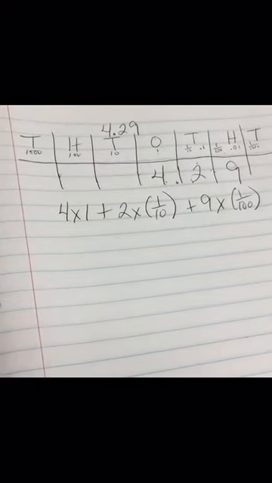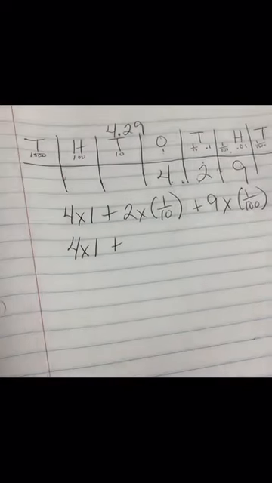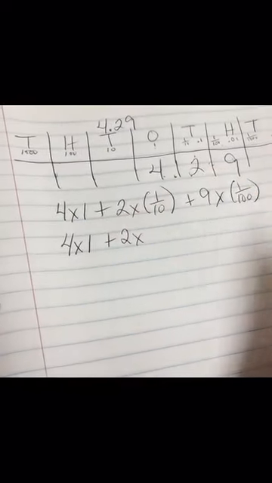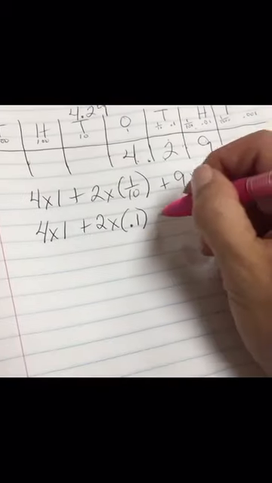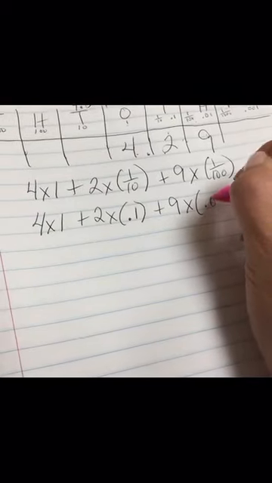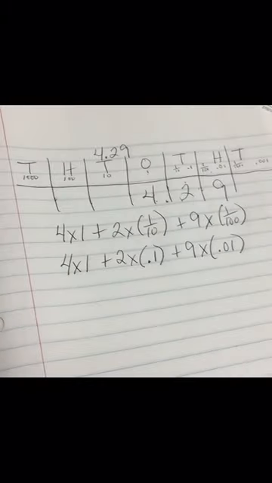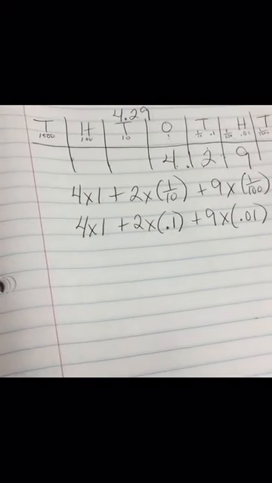And that is it. Now sometimes they're going to ask them to write it in expanded form using decimals. So in that case, it would be 4 times 1 because it's in the ones place. Since the 2 is in the tenths place, it would be represented by 0.1. And since the 9 is in the hundredths place, it would be represented by 0.01. So that's how to do expanded form using the place value chart.